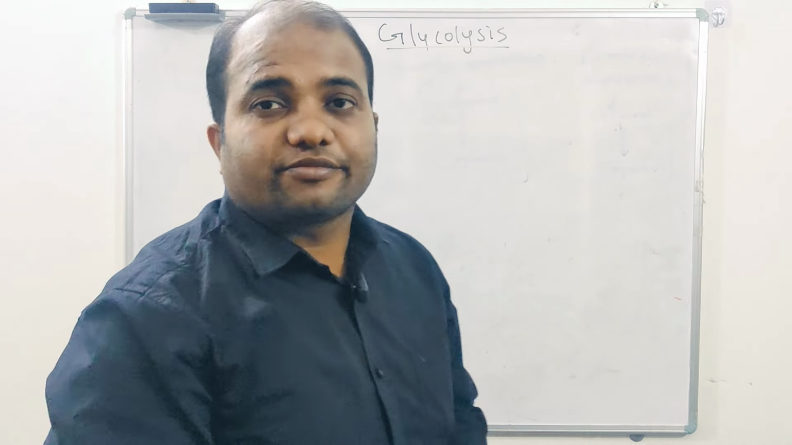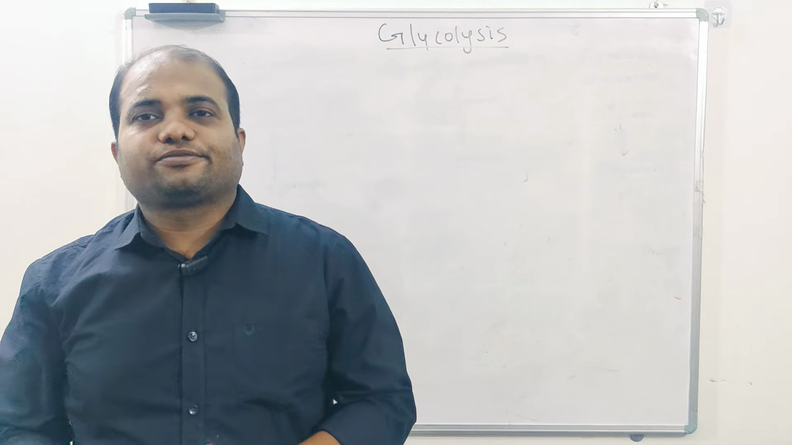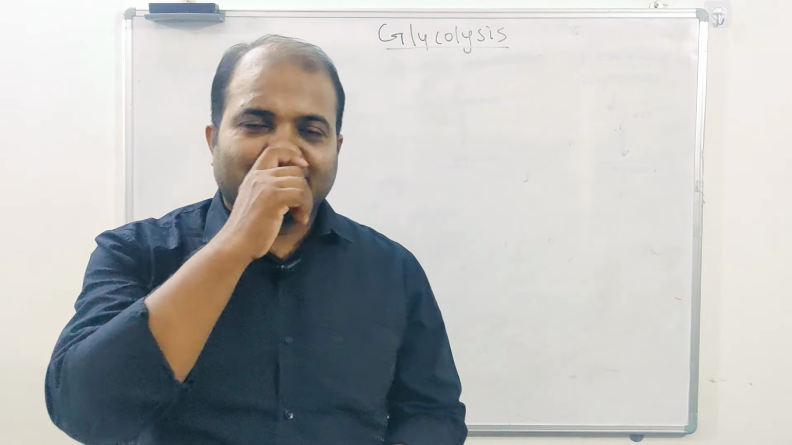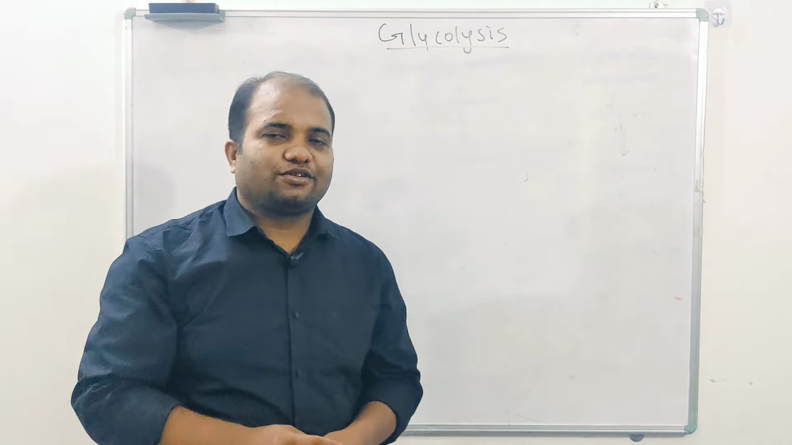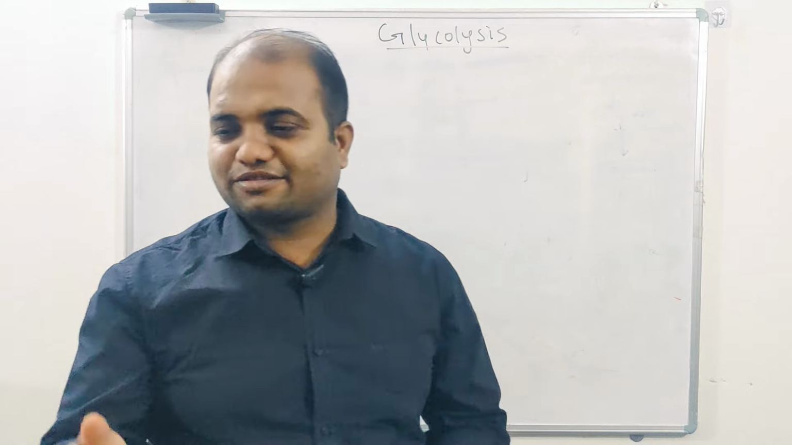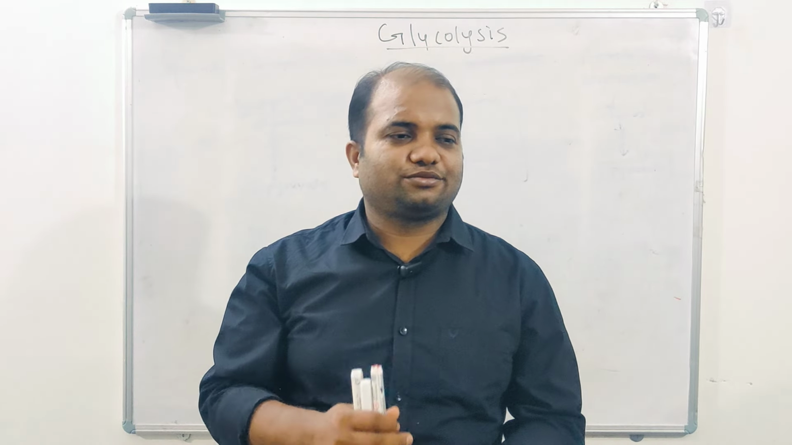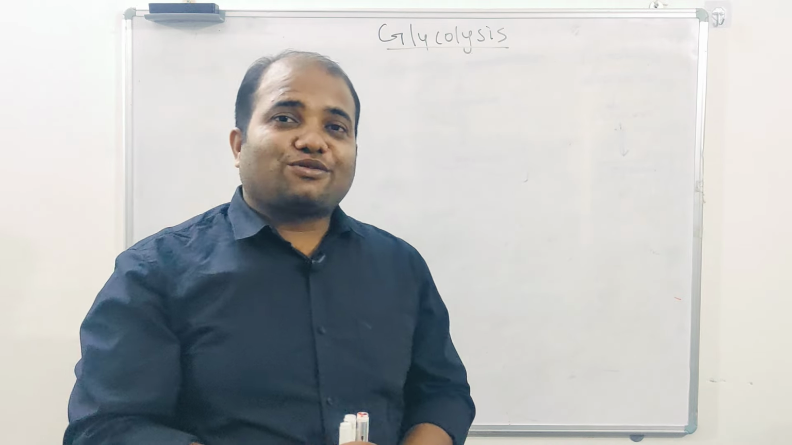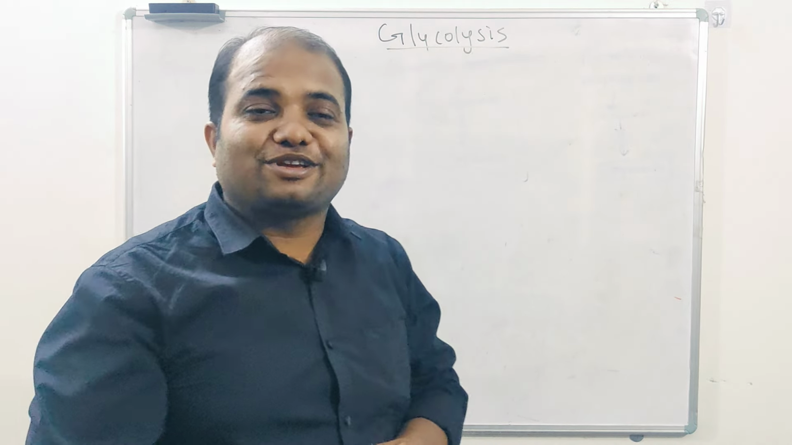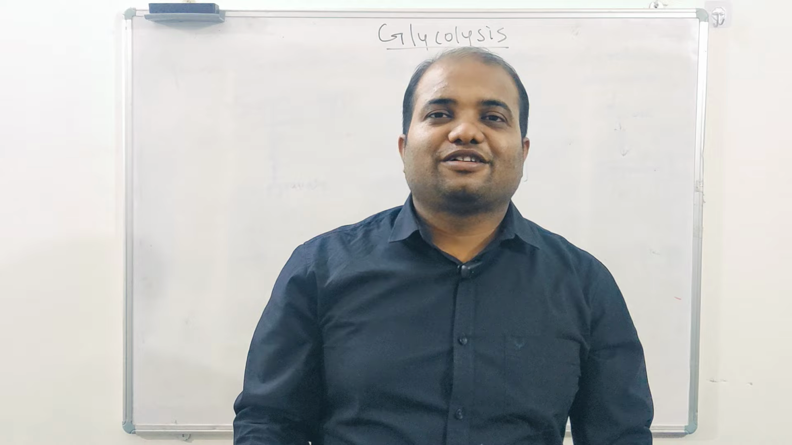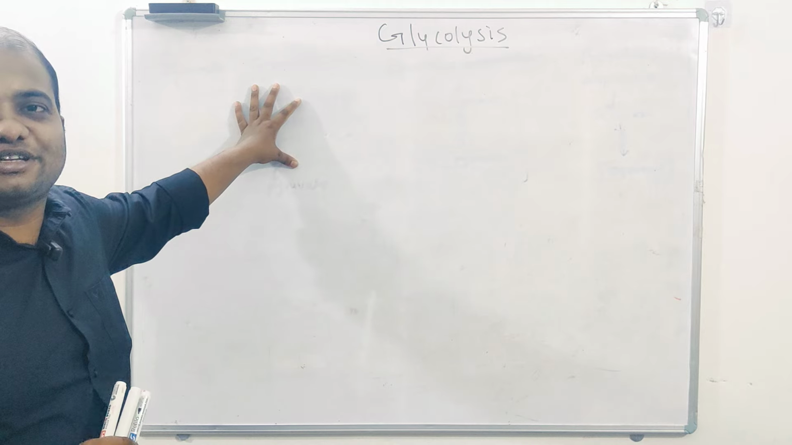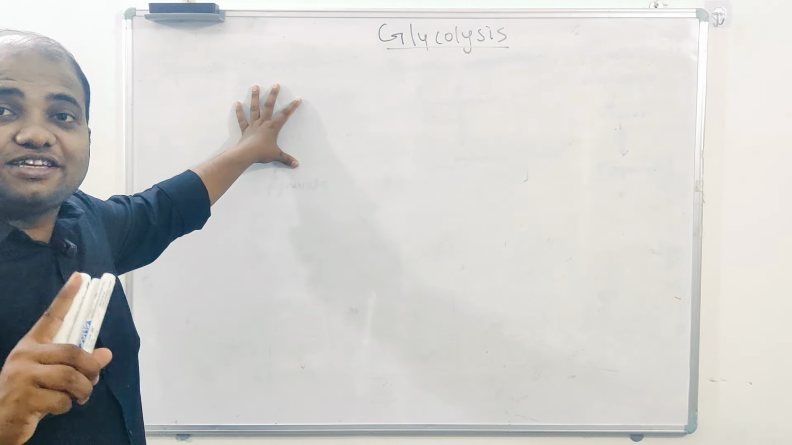So one question is, in which cell of our body does glycolysis occur? Yes, tell me. In which cell will glycolysis occur? So glycolysis does not occur in a single cell, it occurs in each and every part of our body. Every cell needs to get energy, and the first step is glycolysis, minimum glycolysis should be there. So glycolysis occurs in each and every cell of our body.